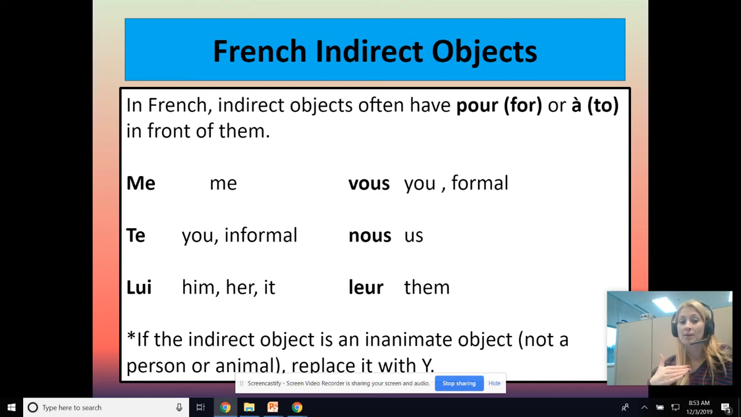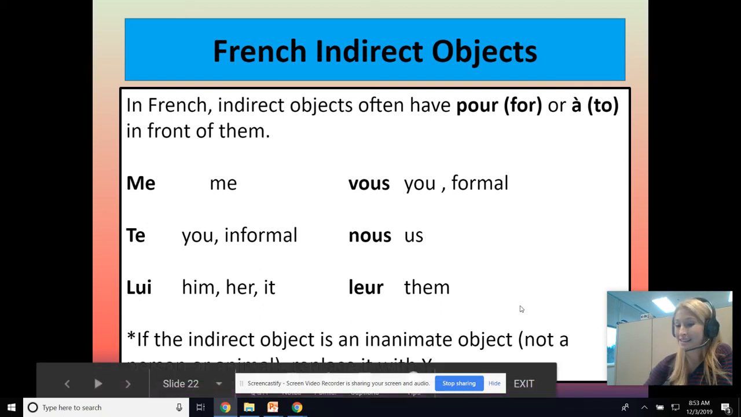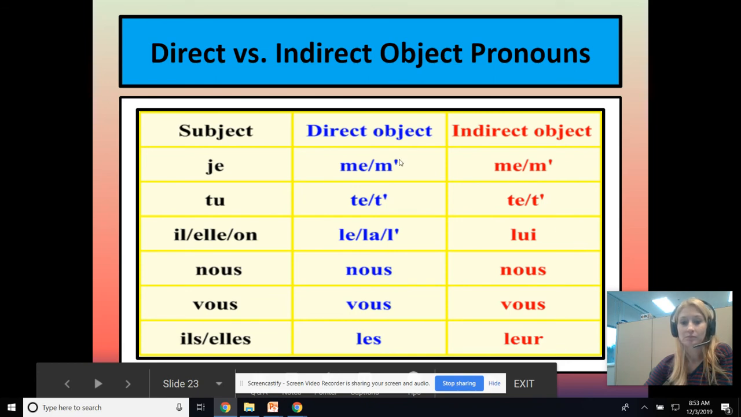Okay, you'll notice at the top of that chart, me, te, vous, and nous, those are the same pronouns that we use with the direct objects. Okay, they are the same as the direct object pronouns. On the bottom, this is where we see the change. So, to or for him, her, or it is lui. Okay, there's no difference between genders, unlike with direct objects. Remember, we had le and la. And then the plural, them, is leur. Okay, with direct objects, them was les. Okay, and here you can see a comparison of the two.